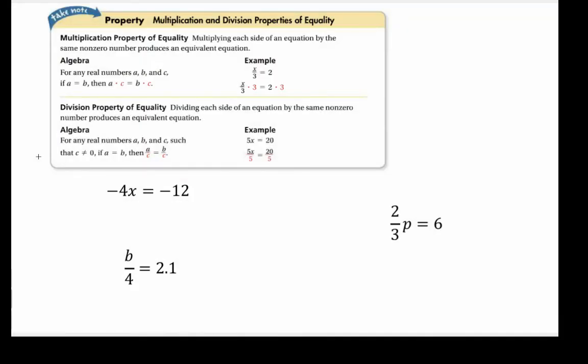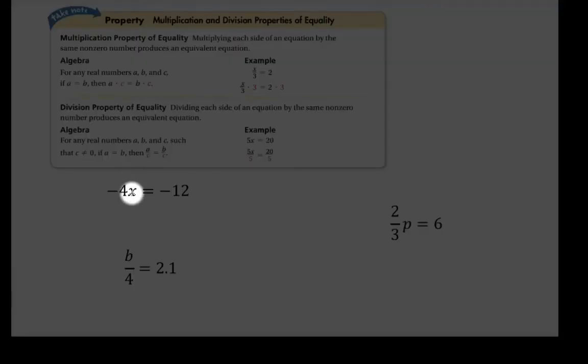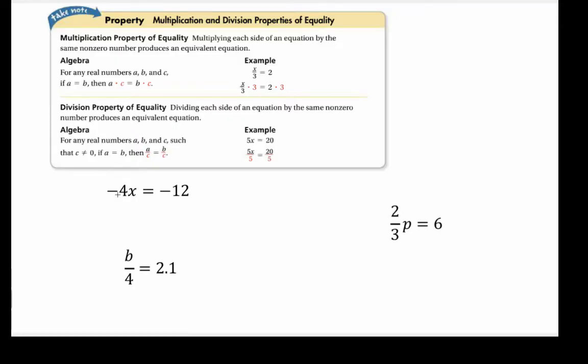So here we have a few examples. Our first example, negative 4x equals negative 12. Here's our variable. We're trying to isolate the variable. In the equation, it says negative 4x. Well, we know that's negative 4 times x. The opposite of multiply is division. So we are going to divide both sides of our equation by negative 4.